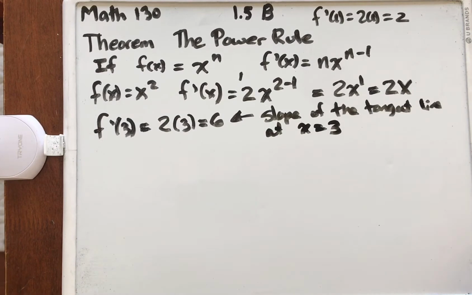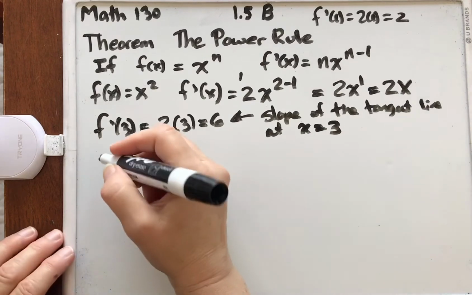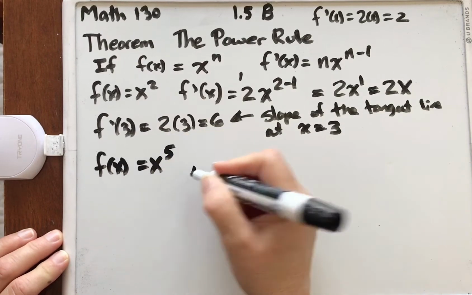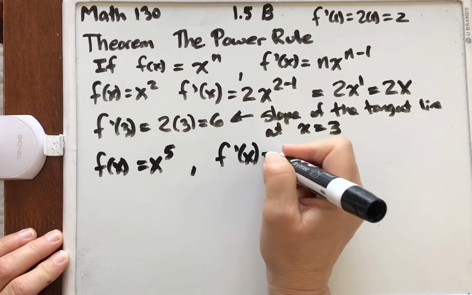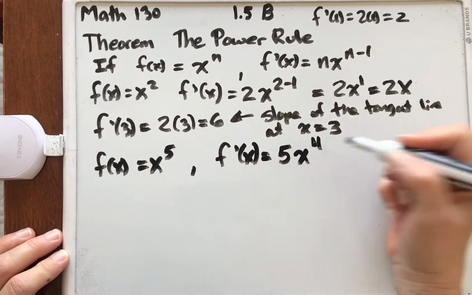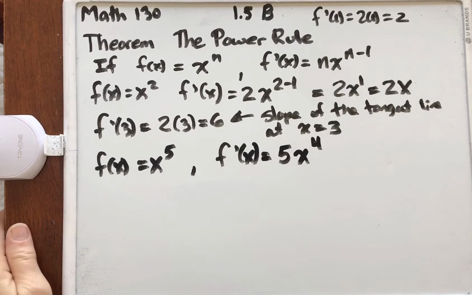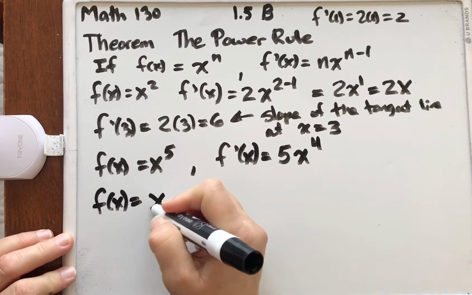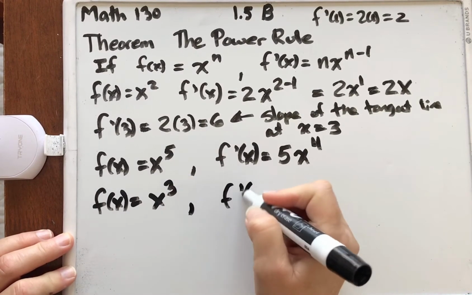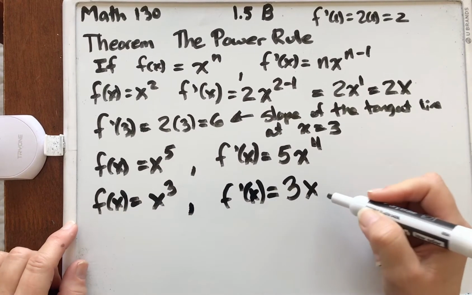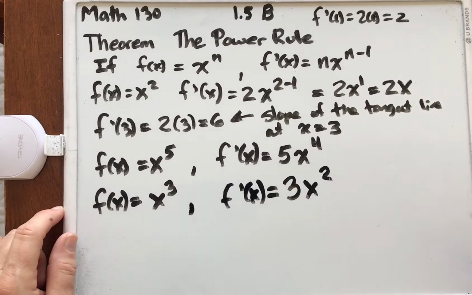Okay, so now let's do another one using the power rule. Let's try f of x equals x to the 5th. F prime of x equals 5x to the 5 minus 1, which is 4. See how easy that is? Let's do another one. F of x equals x cubed. F prime of x equals, we bring the 3 down, 3x, and then we take away 1 from 3, which is 2.